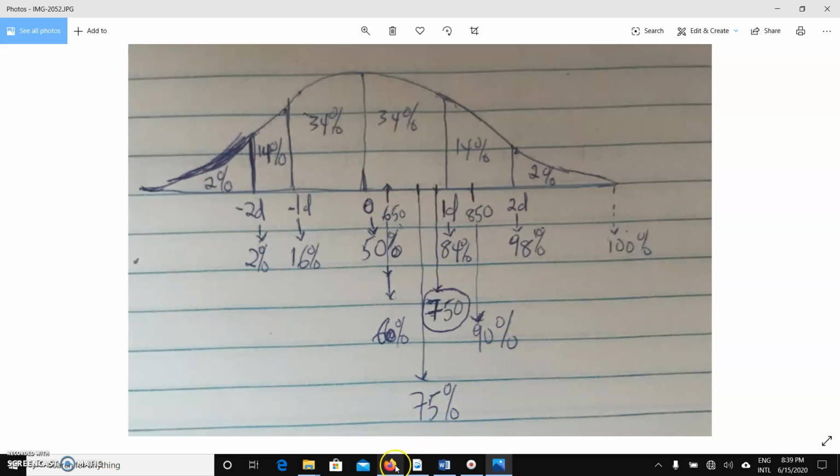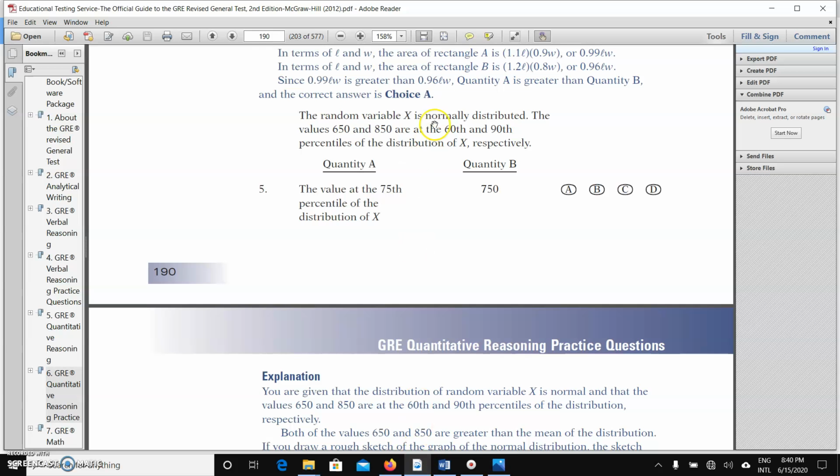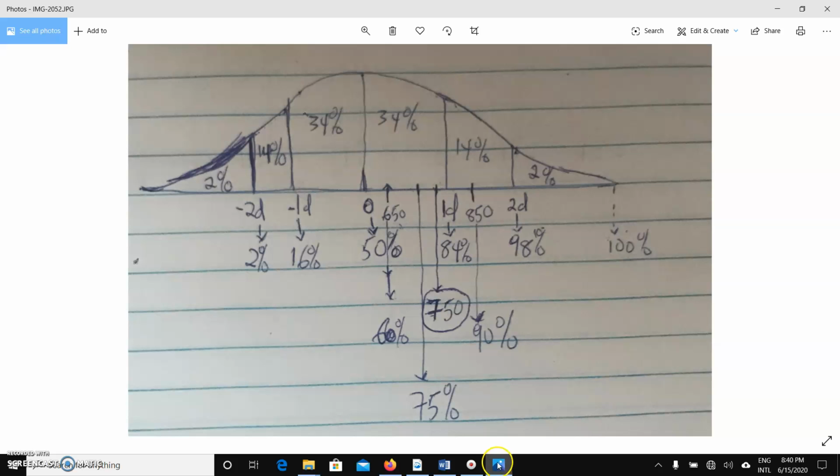Now let's check the other one. Talking about 90 percentile, we have our 850 there. So let's check. So 90. You know that this is 84. So we need our 90. This is 98. 98. 84. How do you get all this?